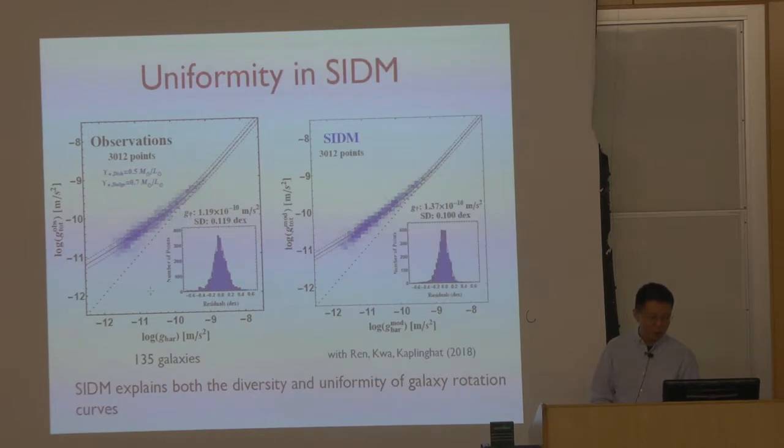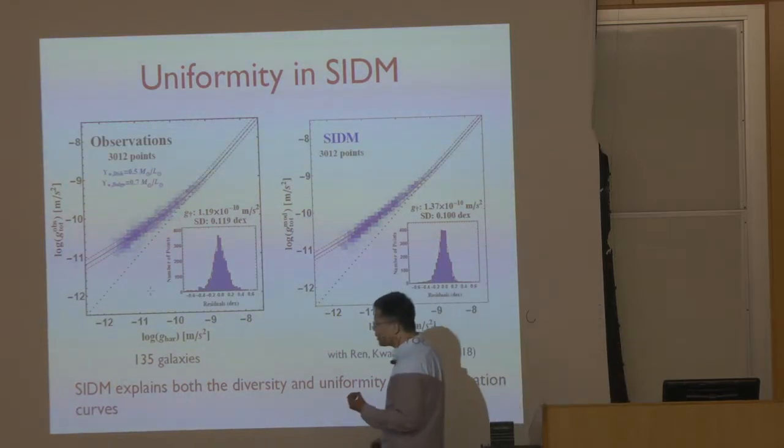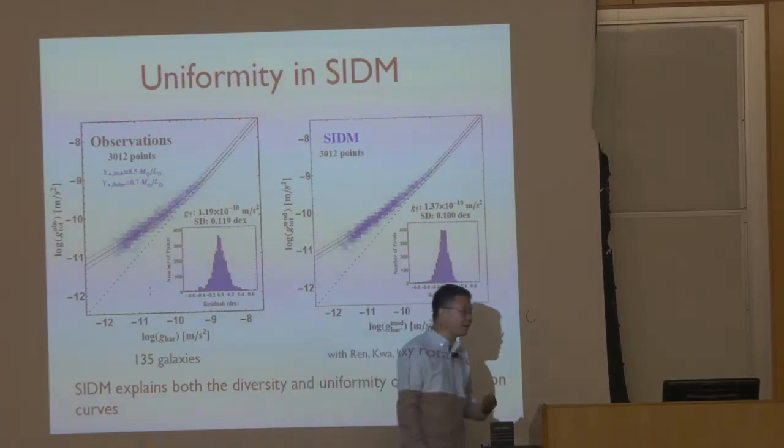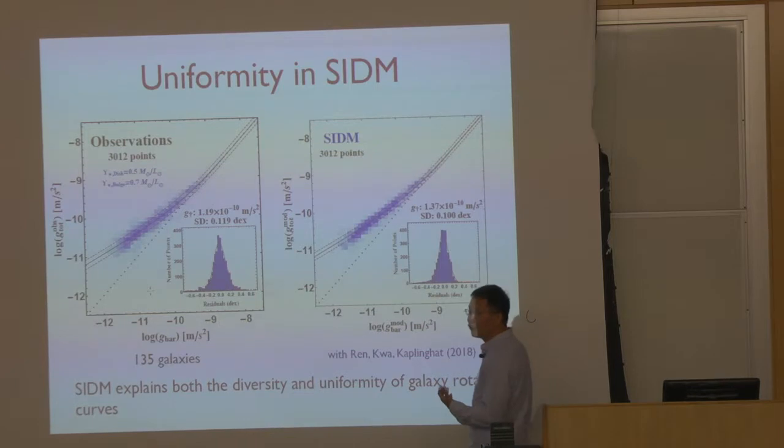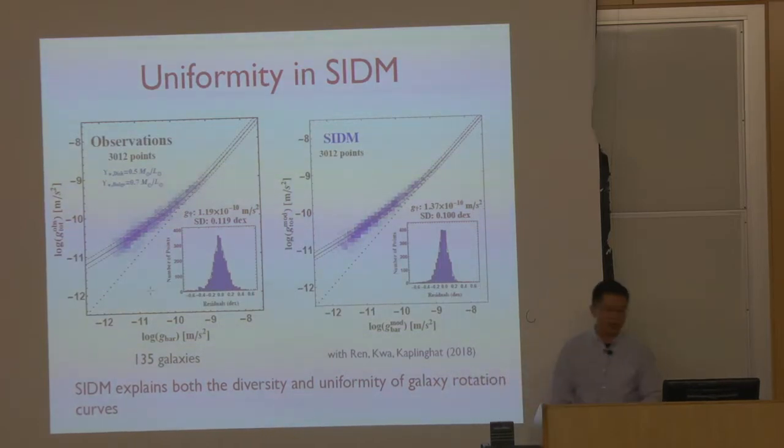Okay, so how does SIDM do? These observations assume this mass to light ratio. This is SIDM from the fits. You see, agreement here, great. So SIDM explains both the full range of diversity and also the uniformity, if you want to call it that, of spiral galaxies.